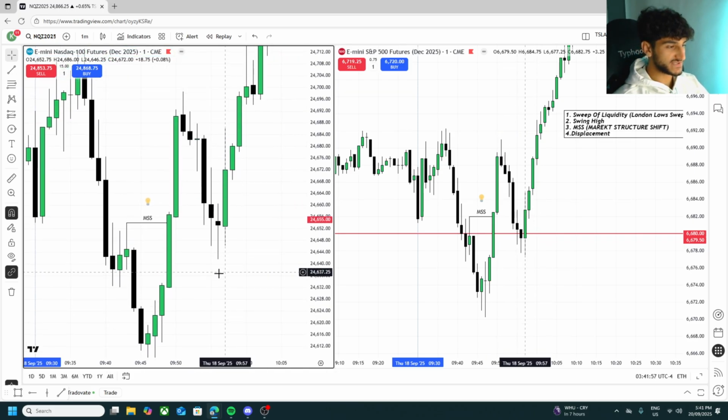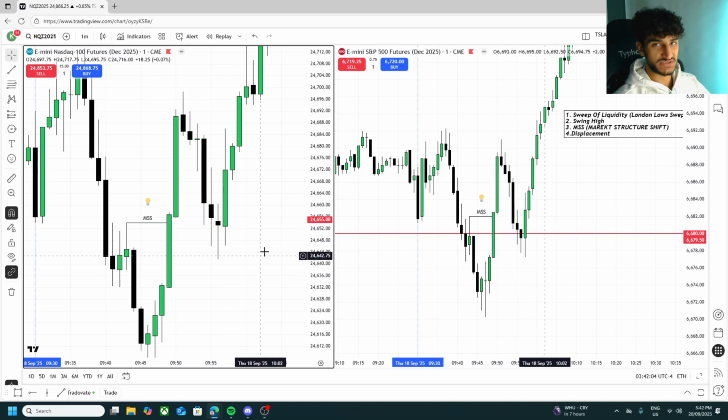And a displacement, as you can see, is a large, strong, closed candle to the upside, which again indicates to me that price is willing to seek higher prices.